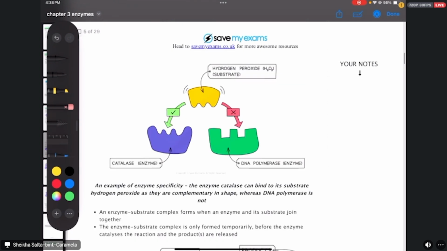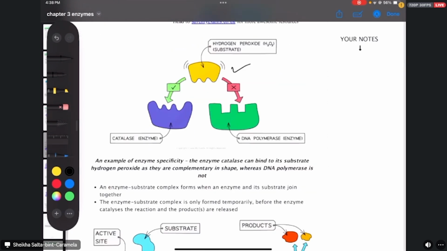As you can see here, a hydrogen peroxide molecule is shown, and this can only bind to this enzyme right here. It can't bind to this one because the active site is different compared to the hydrogen peroxide, which is the substrate here.